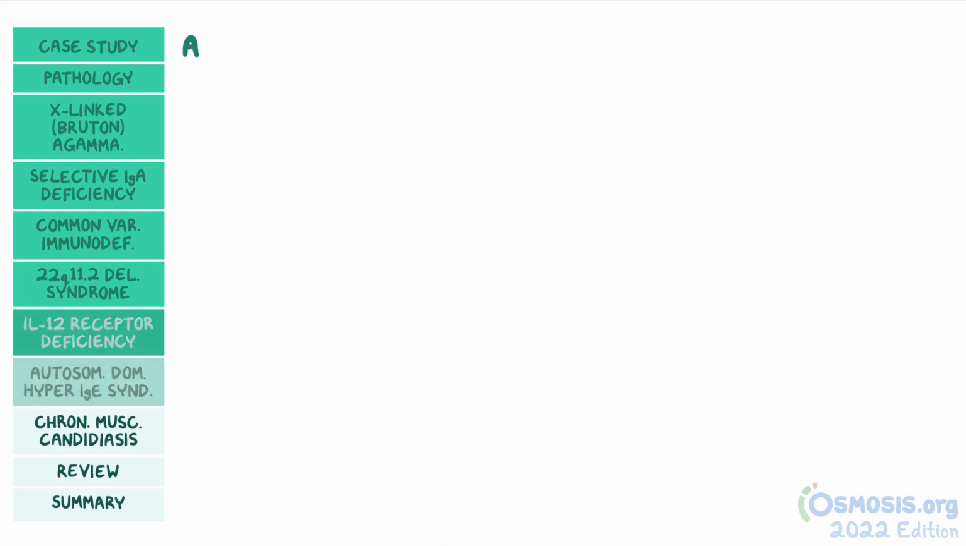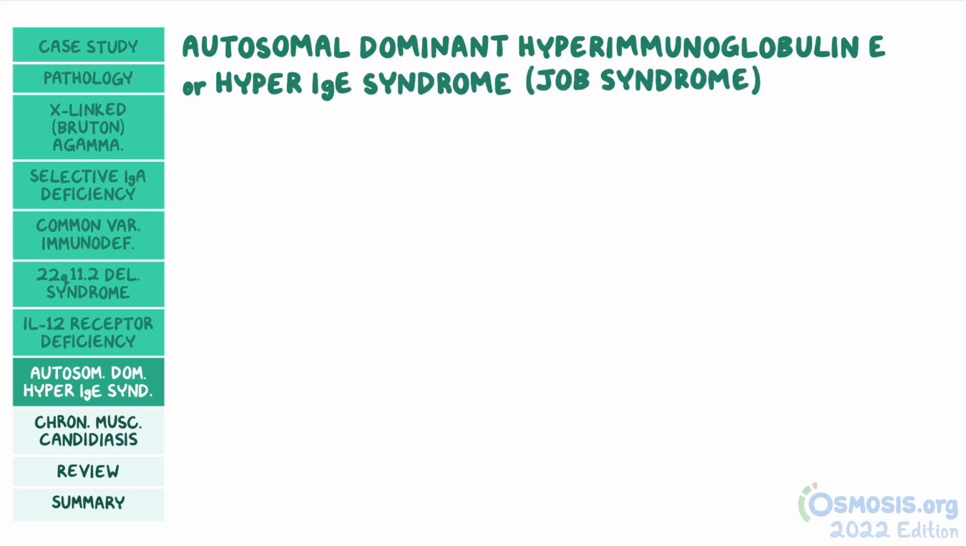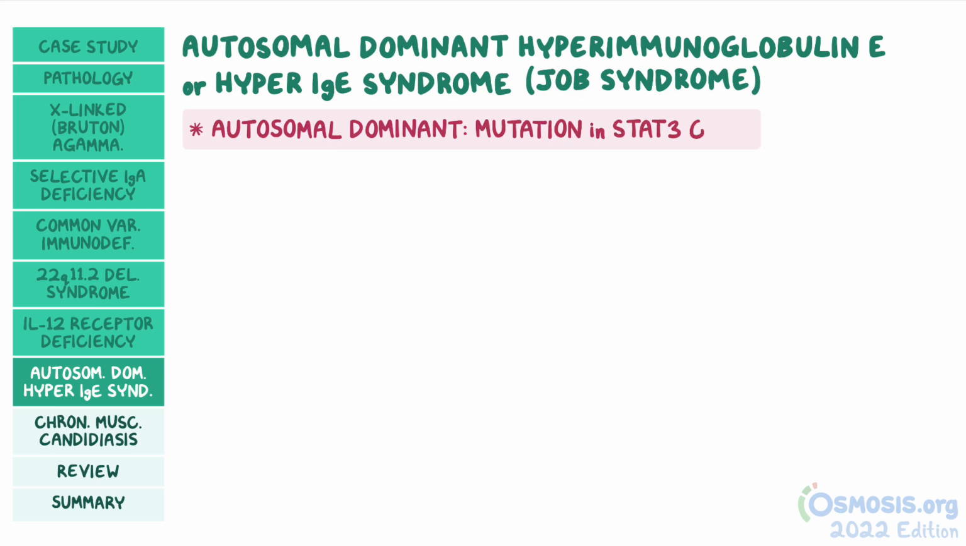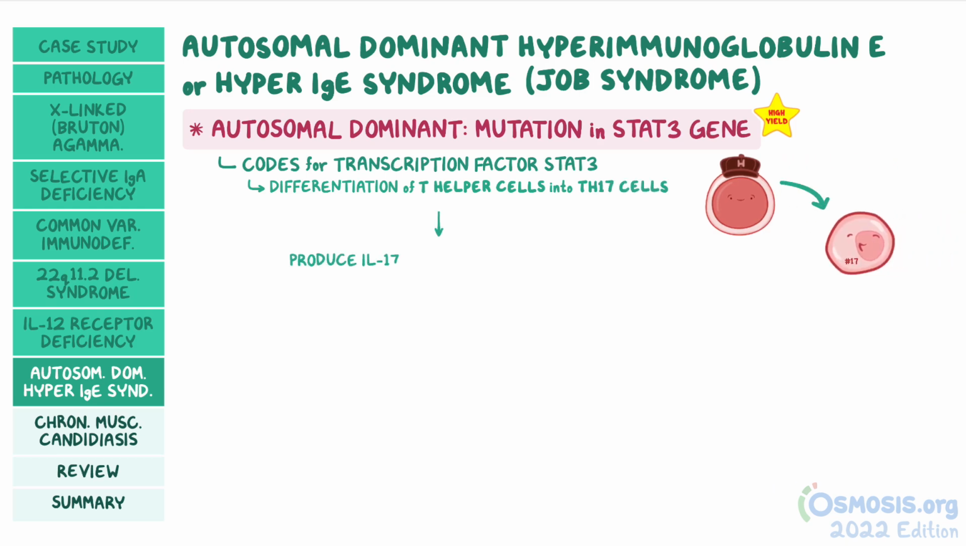Up next, we have autosomal dominant hyperimmunoglobulin E, or hyper-IgE syndrome, also known as Job syndrome. This is an autosomal dominant disease due to a mutation in the STAT3 gene, which codes for the transcription factor STAT3. Normally, STAT3 is a key factor in the differentiation of T helper cells into Th17 cells, which produce interleukin-17, or IL-17, to recruit neutrophils to the infection site.